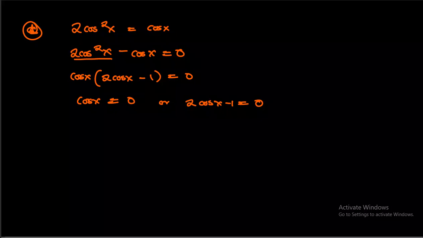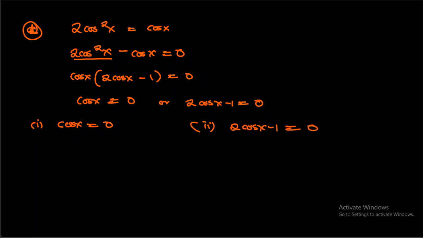Our first equation is cos x is equal to 0, and our second equation is 2 cos x minus 1 is equal to 0. So here it is very simple. You are just going to look for special angles that give cos x is equal to 0. One I gave you in the previous lesson: cos 90 is equal to 0, also cos 270.